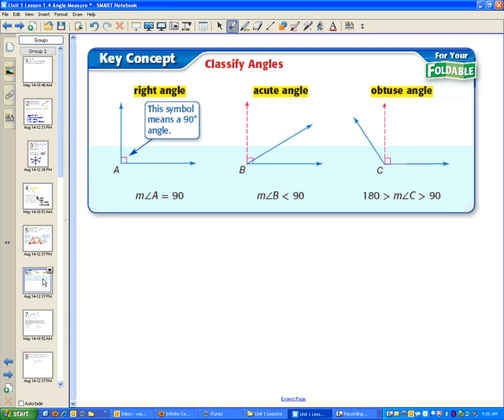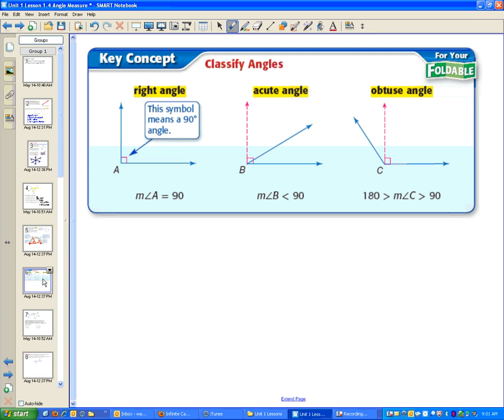Classifying angles, you should already know this. Right angles have a measure of 90 degrees. Acute angles have a measure less than 90. And obtuse angles have a measure greater than 90. What we usually don't bother saying is that obtuse angles are greater than 90 but less than 180. That's not really going to come into play for us. Okay? But technically this definition is correct. They're greater than 90, they're less than 180.